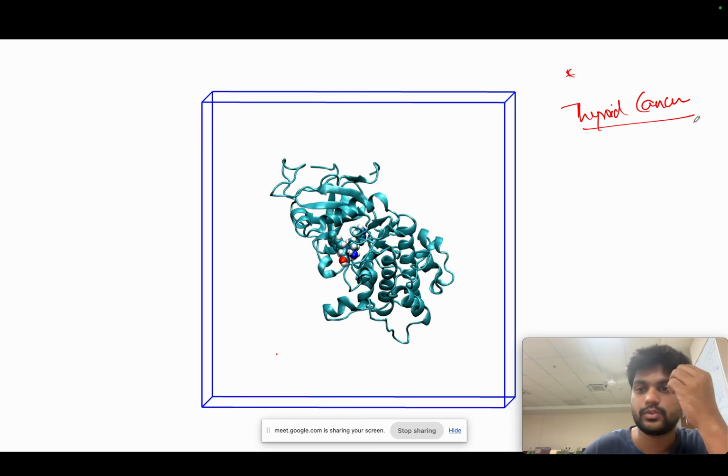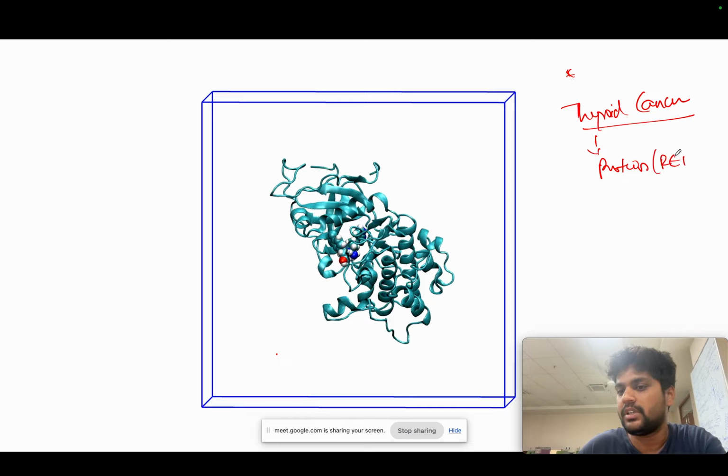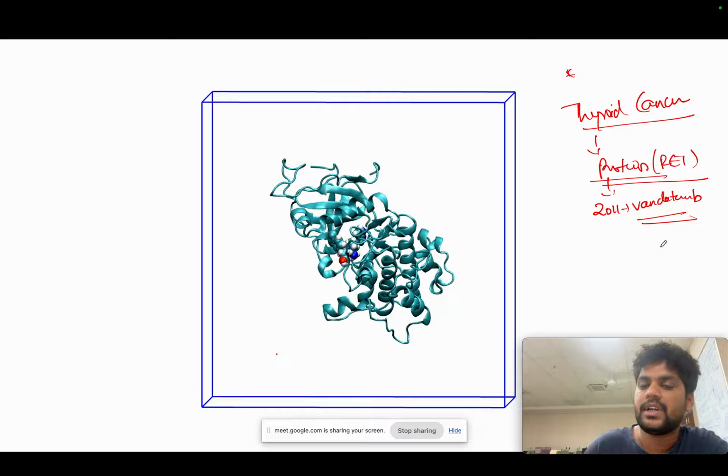Hello. So okay, I have taken one real example of thyroid cancer, and there is one particular protein associated with it, which is called the RET protein. In 2011, they approved one drug under the name of vandetanib. Then what is happening with vandetanib is that the protein is attaining drug resistance.